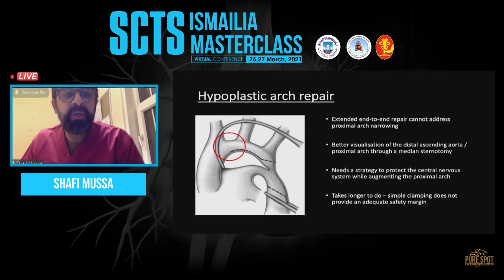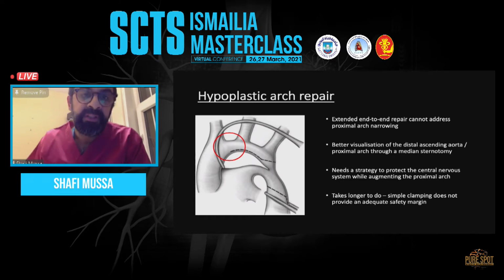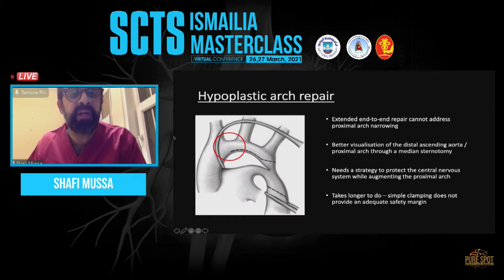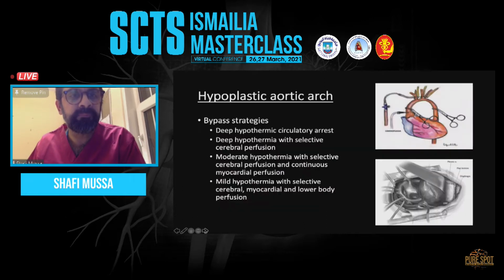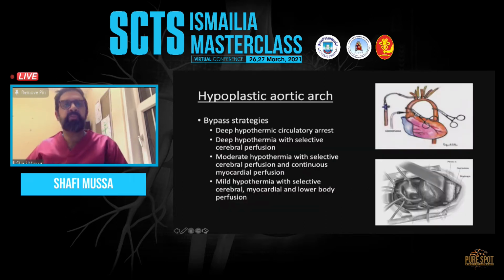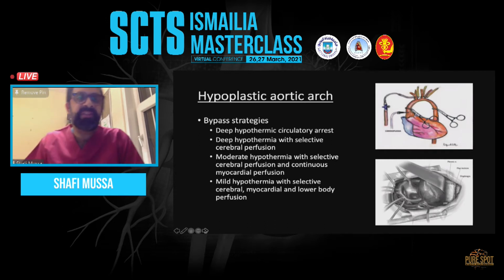It is also a more complex reconstruction and takes longer to do, and therefore just simply cross-clamping the transverse arch and the descending thoracic aorta will take too long to reconstruct the aortic arch in that situation. So what strategies can we use to reconstruct the hypoplastic aortic arch?